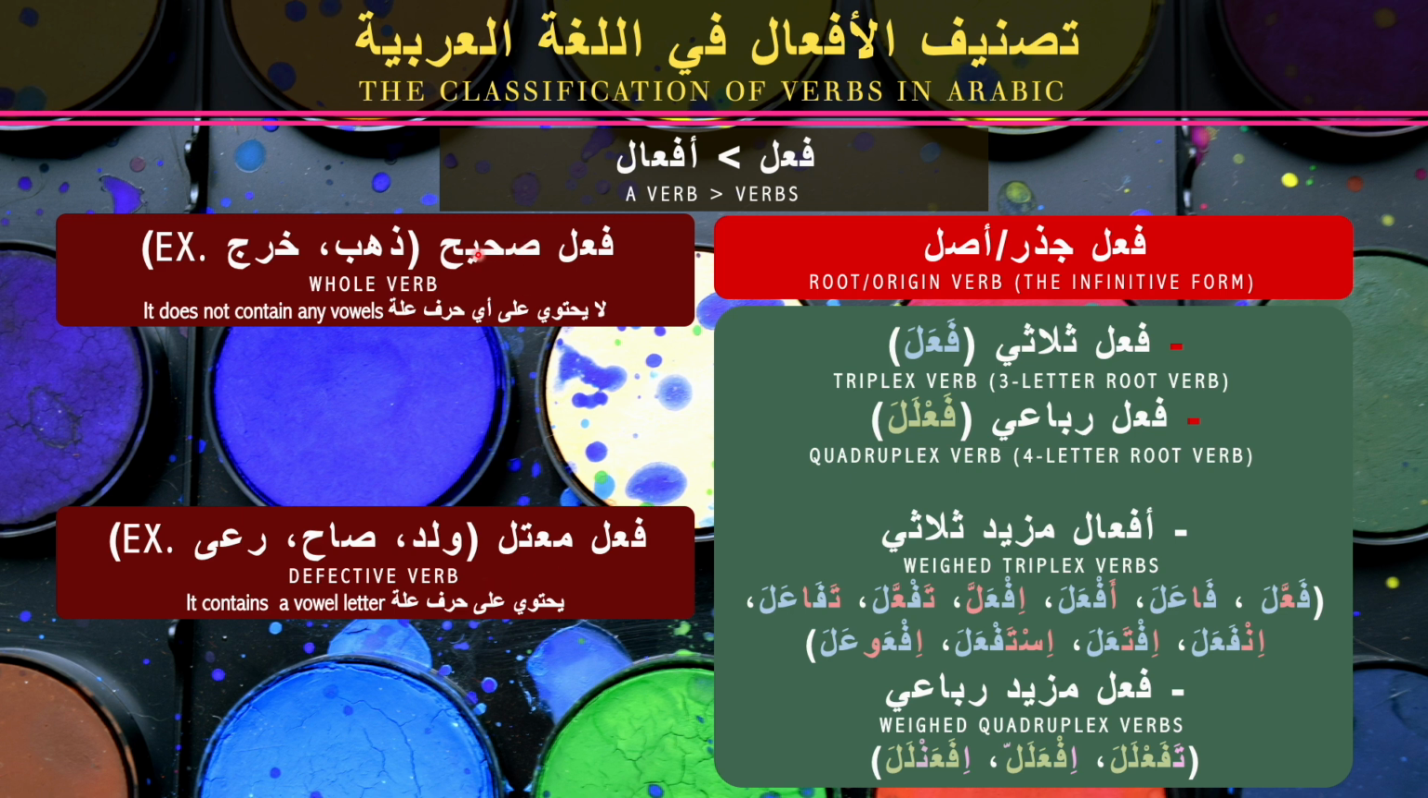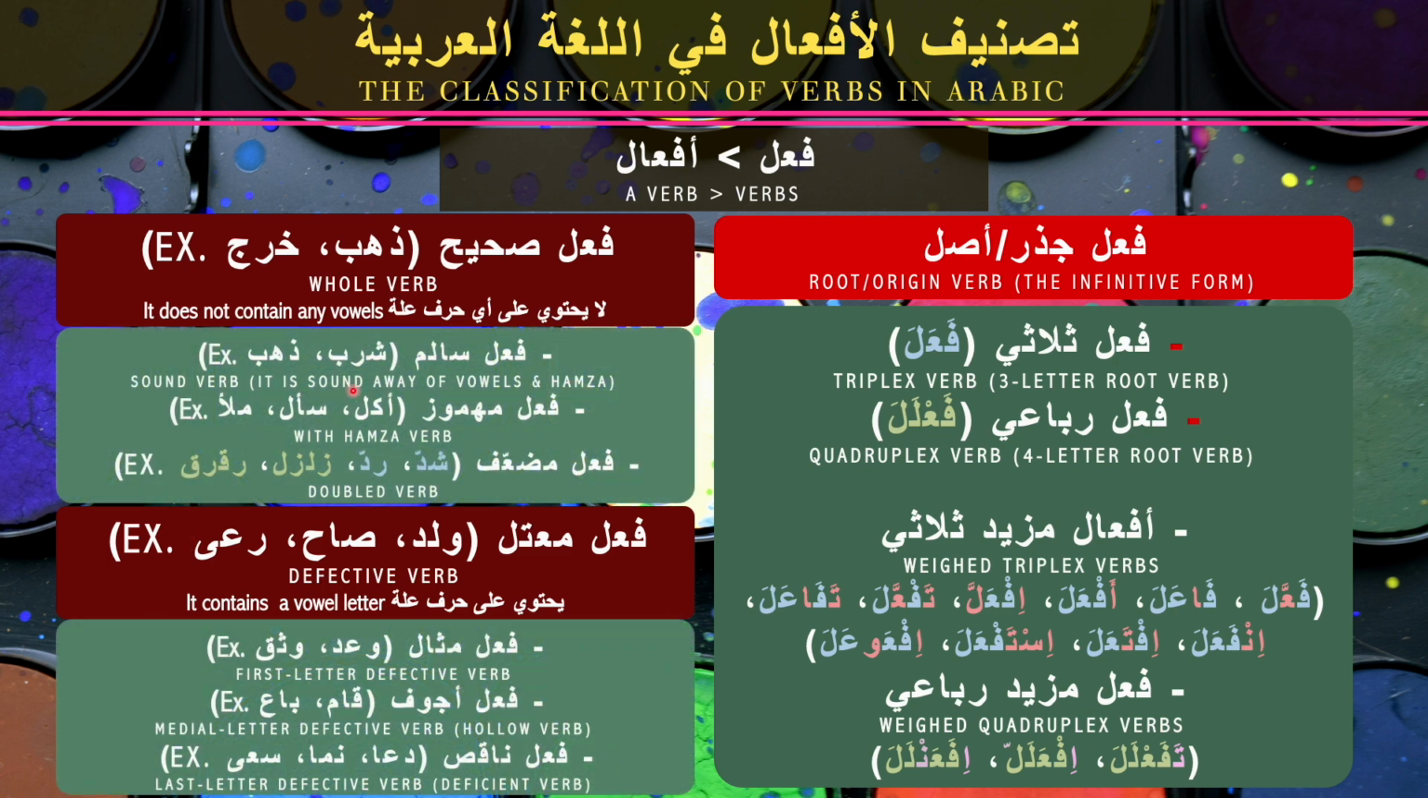فعل صحيح, the whole verb, is any verb that consists of all the letters in its root verb from consonant letters. There are no vowels at all. For example, ذهب, to go, خرج, to leave or to exit, and so on and so forth. But the defective verb, فعل معتل, for example, ولد, to give birth, صاح, to yell, رعى, to care or to give care. These contain a vowel letter in each. So here we have ولد, the first letter is wa, صاح, the second is alif, رعى, the last is alif مقصورة.